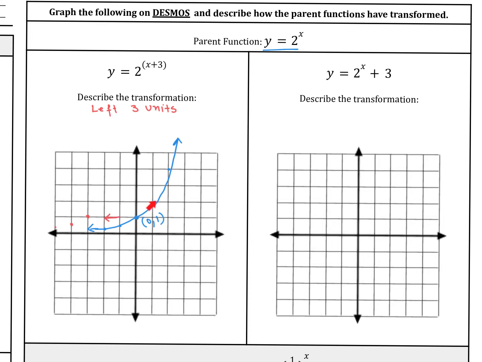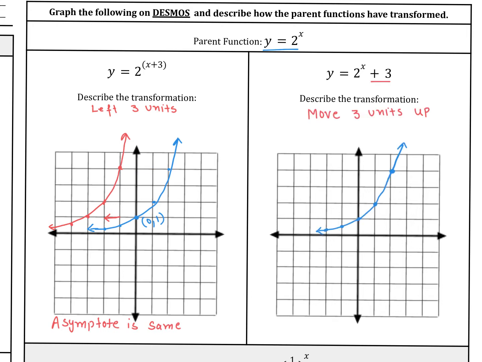So this is 1, 2, 3, that's going to be this point, and 1, 2, 3, this point. And then you're going to make a smooth graph. That's your graph for 2 to the power x plus 3. The asymptote is the same for both graphs.